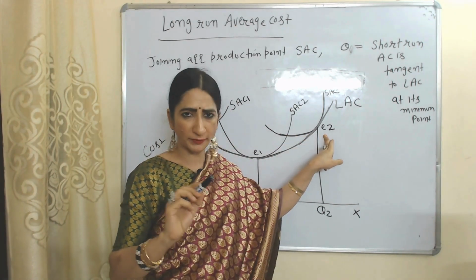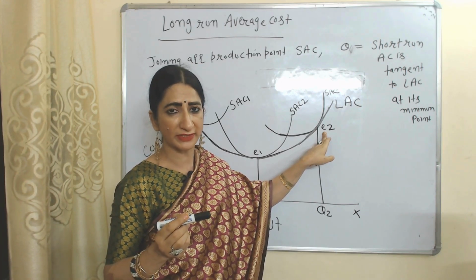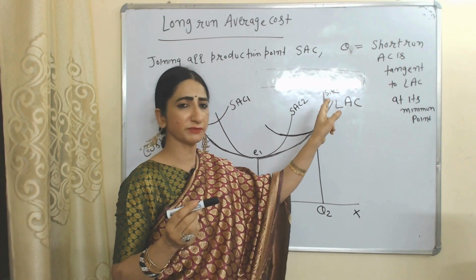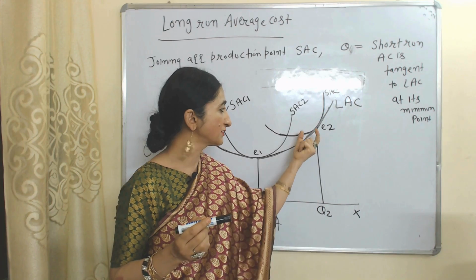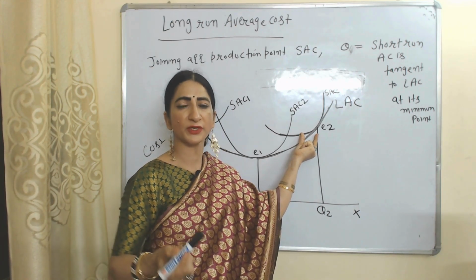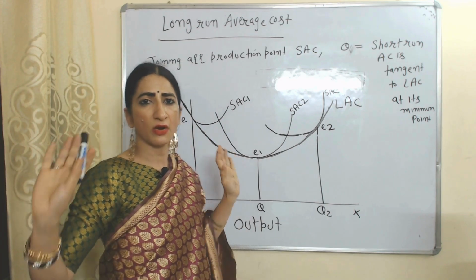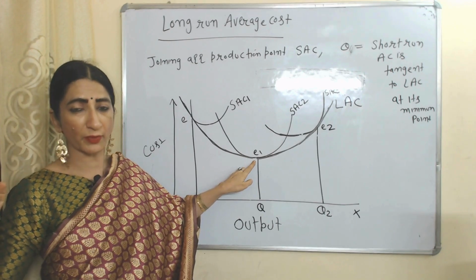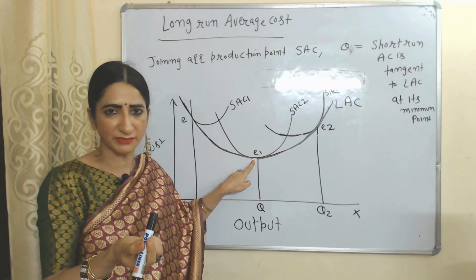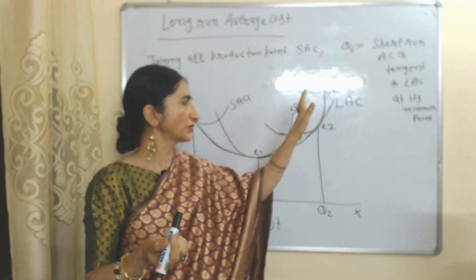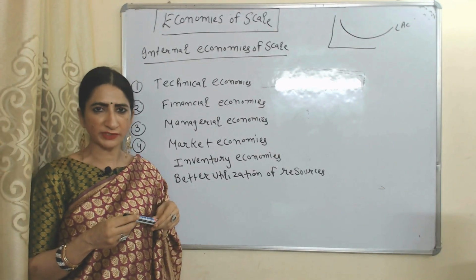That's why E is not the optimum level of production point. Similarly, E2 is not the optimum level of production point because at E2, the long run average cost curve touches the short run average cost curve after its minimum point. Its minimum point is somewhere here, but it touches after its minimum point. That means we are overutilizing our factors of production. That's why E2 is not the optimum production point. E1 is the optimum production point because at E1 the long run average cost curve touches the short run average cost curve at its minimum point, and by joining all production points of the short run average cost curves we can make our long run average cost curve. Now we are going to talk about economies of scale.